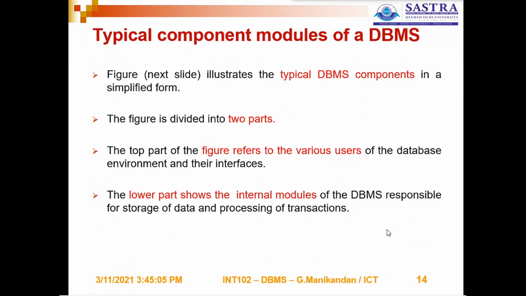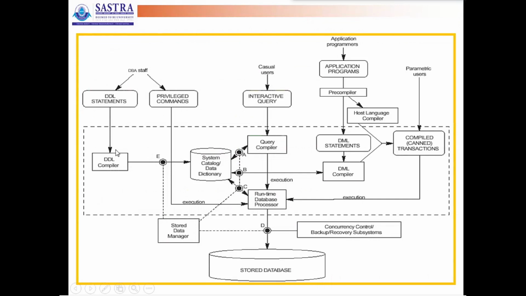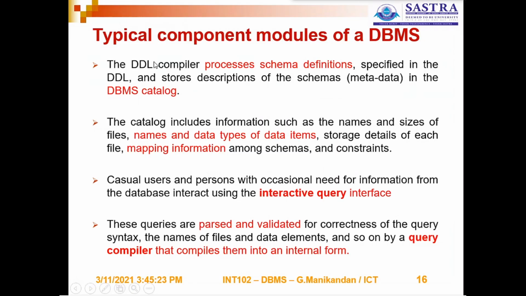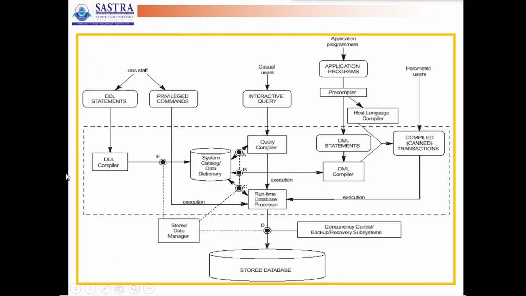First, we will start with the DDL compiler, then we go to the query compiler. What is the role of your DDL compiler? Your DDL compiler is responsible for processing the schema definition. You are going to specify the schema definition using a data definition language. Suppose you want to create a table. What will be your command? Create table student, within brackets, field name, data type, size. You are going to specify the structure for the table called student.